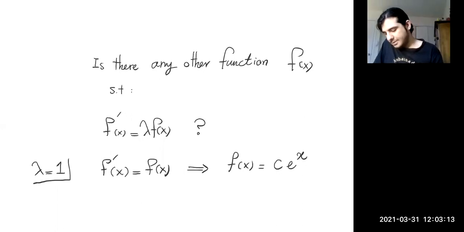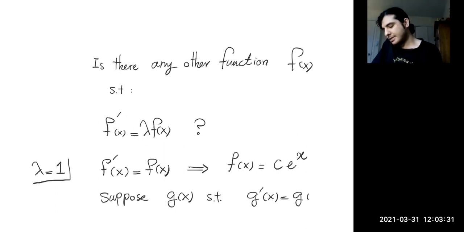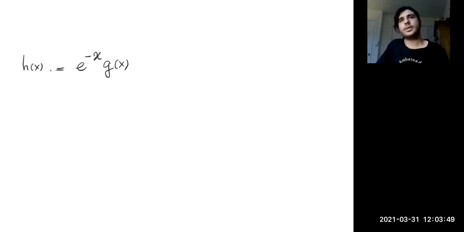I'm going to prove this by contradiction. Suppose there is another function g of x such that g prime of x is equal to g of x, and this is not of the form c times e to the x. Now, I can multiply this function by e to the minus x. This is a new function. I define this new function h of x to be e to the minus x times g of x. I'm just defining it like that.